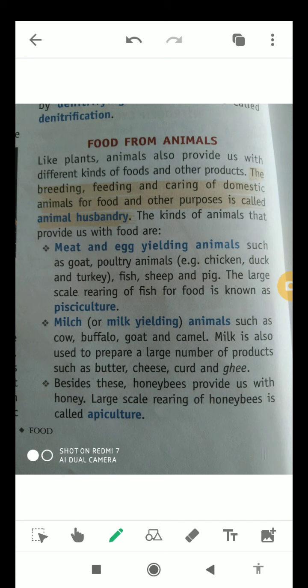The large scale rearing of fish for food is known as pisciculture. So, whenever we rear fishes on a large scale, this process is called pisciculture. Next one is milk yielding animals such as cow, buffalo, goat and camel. Milk is also used to prepare a large number of products such as butter, cheese, curd, ghee, etc. Besides these, honeybees also provide us with honey. So large scale rearing of honeybees is called apiculture.